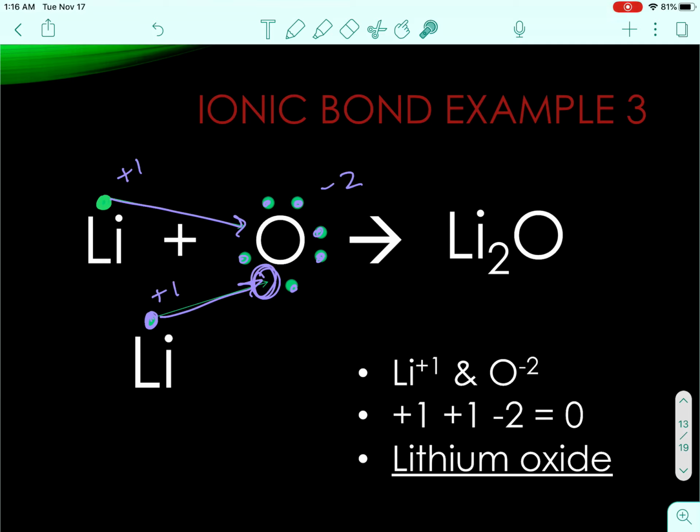Okay, and then the formula is going to be, there's 2 lithiums, and remember the metal has to go first. Lithium is a metal because it's in group 1. So lithium goes first, so there's 2 of them. So the 2 goes after Li, and then the O for oxygen. So Li2O, and it's lithium oxide.